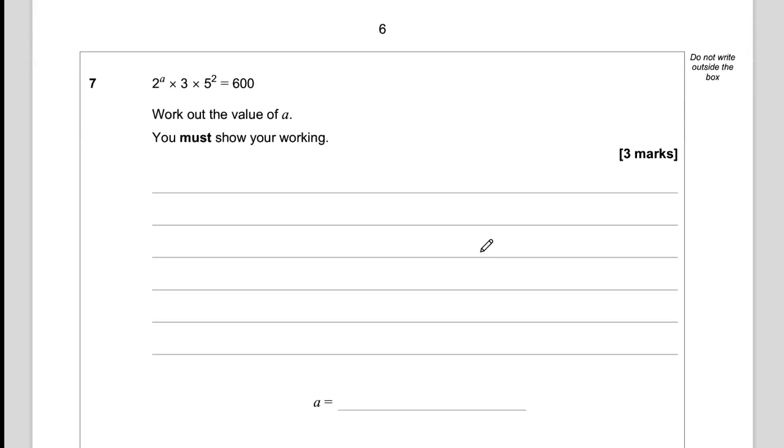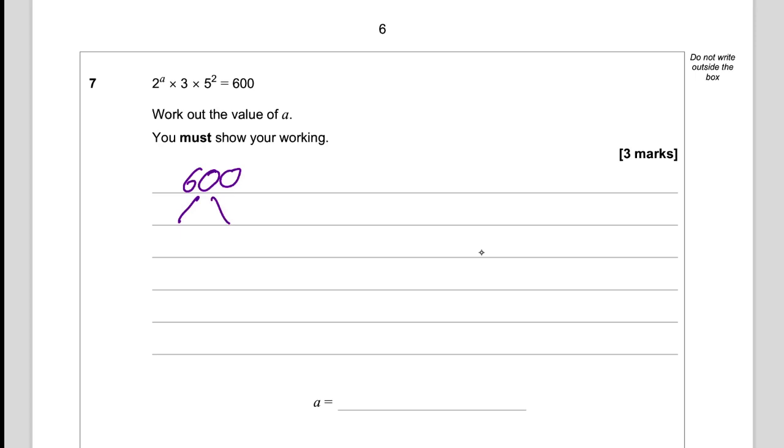Okay, work out the value of a. So 2 to the power a times 3 times 5 squared is equal to 600. Work out the value of a. So we could do 600 divided by 3 times 5 squared. Alternatively, the way I think is probably going to be easiest is to break this down into its prime factors.